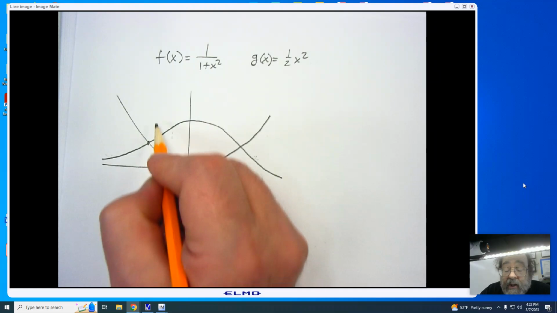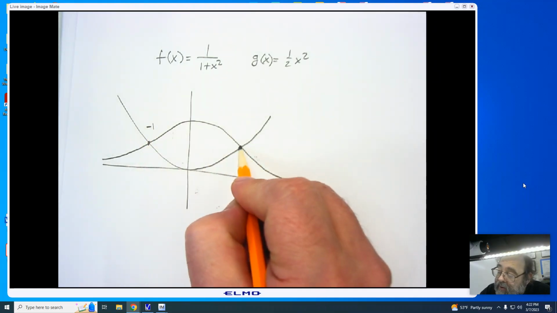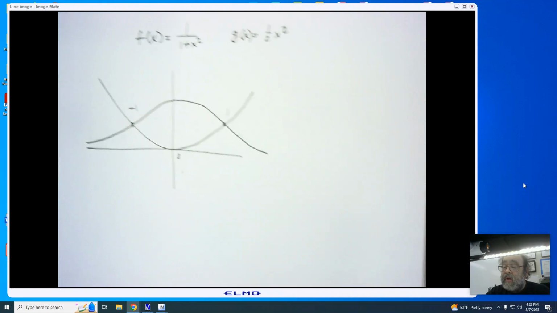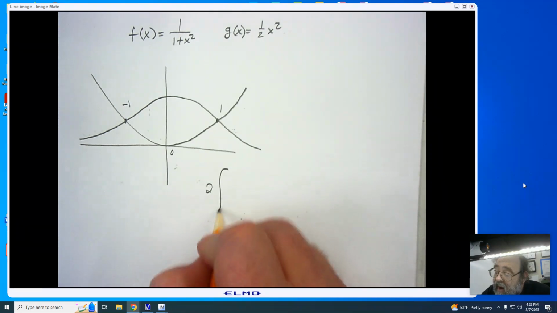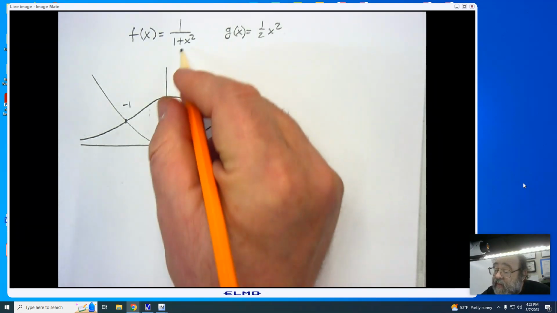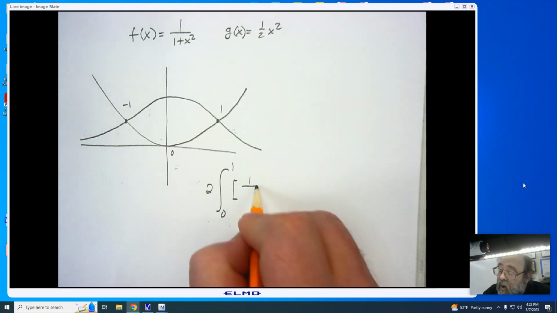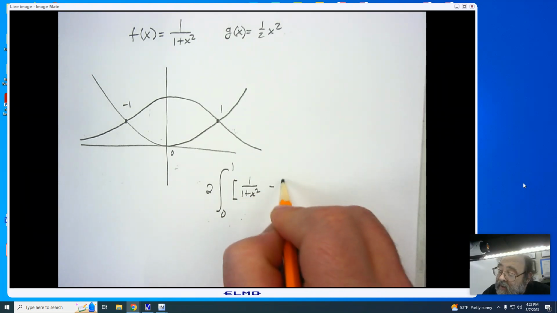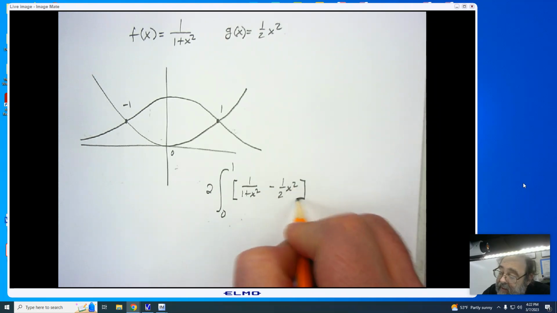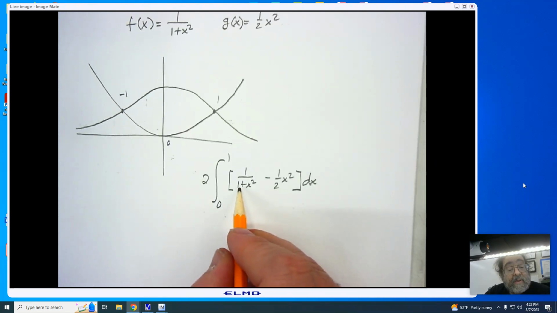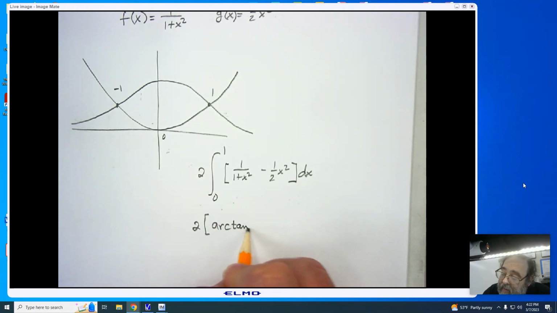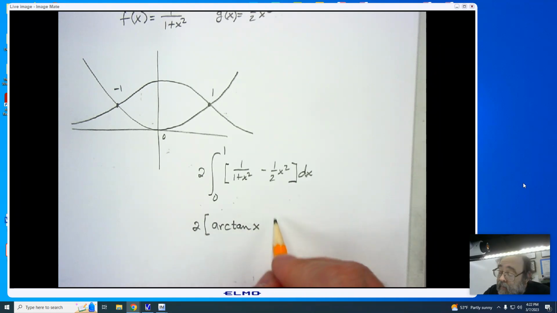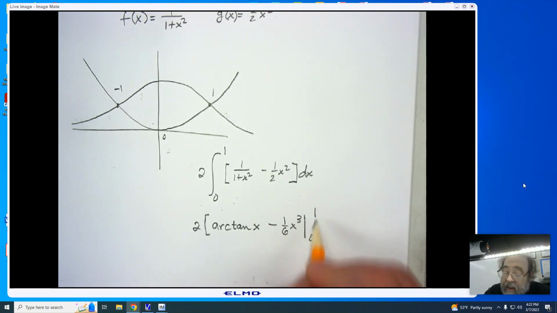I find I have an intersection here at -1, another intersection at 1, and once again, I'm going to use my even property for integration, which says that I can double the area from 0 to 1, and now work with the upper minus the lower. That's 1 over 1 plus x squared minus 1/2 x squared dx. This we can clearly see is our arctangent, so I have 2 times the arctangent of x, and we're subtracting 1/6 x cubed, and we're going from 0 to 1.